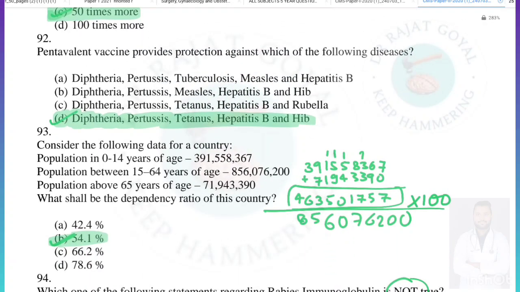Pentavalent vaccine includes what all? So it includes DPT plus hepatitis B and HIB. So answer here will be D.